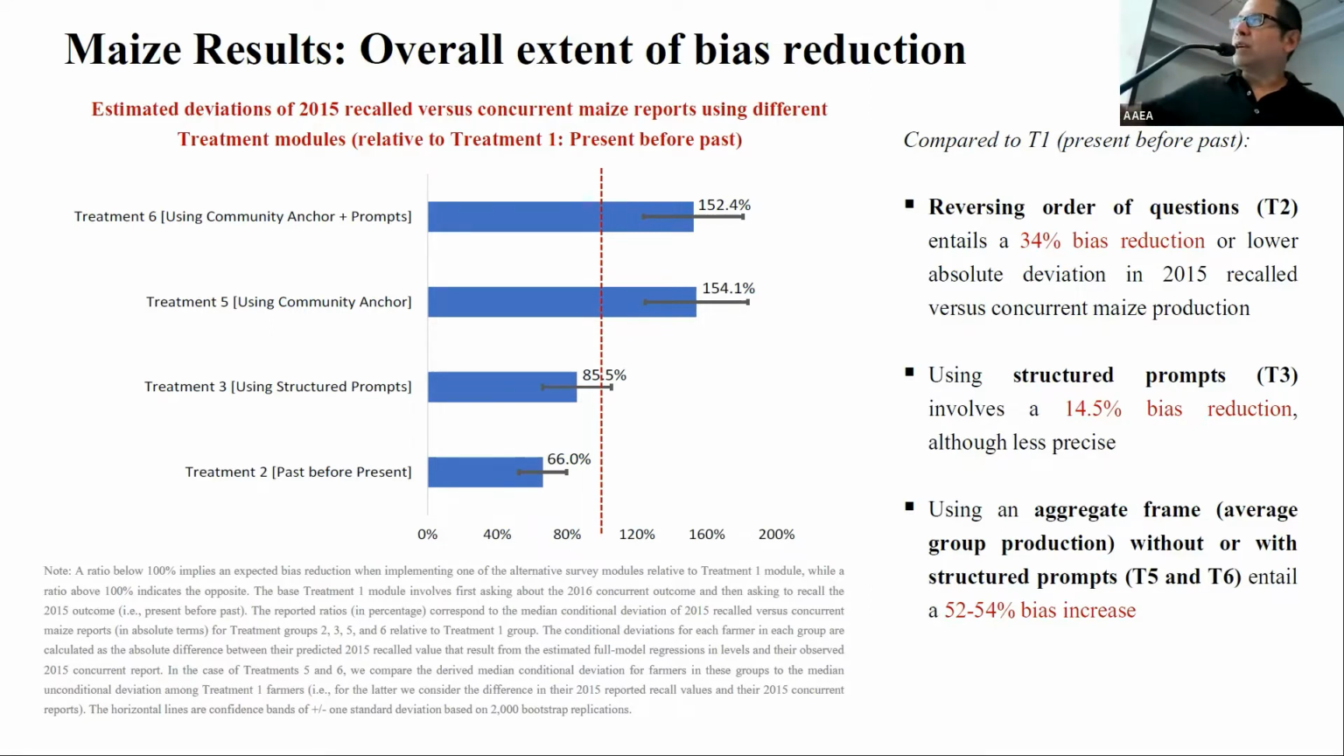And when we introduce community anchors, instead of trying to disrupt or break this individual anchoring behavior, we let them know that last year in your group, in your farmers association group, the average production of maize was this amount. That's what we provide before asking about the previous outcome. In those cases, we actually exacerbate the bias on average. We're increasing the bias, compared to our baseline treatment group, which is asking first about the present and then about the past.